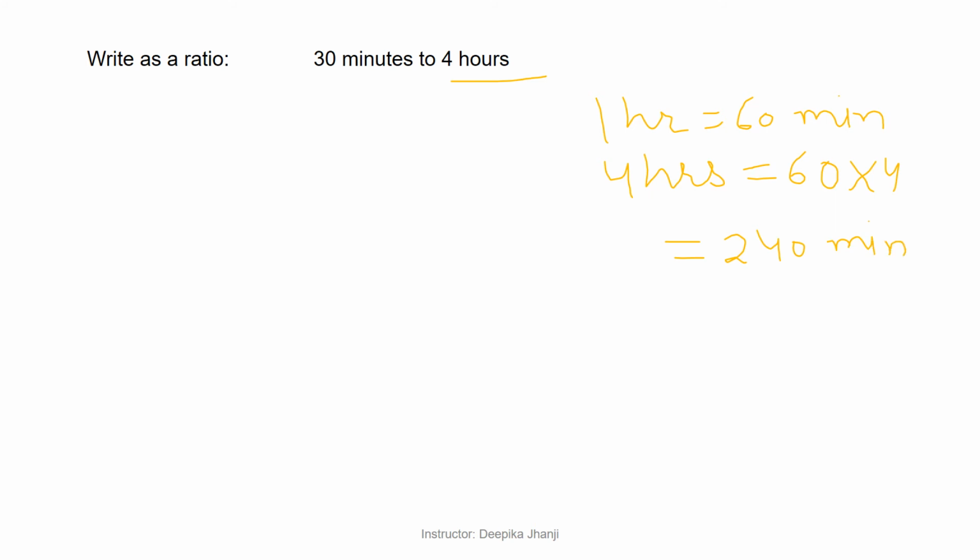Now we have both the quantities in the same units. We can compare them. So 30 is to 240, right? This is the ratio of the time. Now we'll convert it into lowest term. Let's cancel with common factors. 3 times 10 is 30. 3 times 8 is 24 and then 0, right? Then we can reduce it by 10. 10 times 1 is 10. 10 times 8 is 80. And finally, in lowest term, we get 1 is to 8.